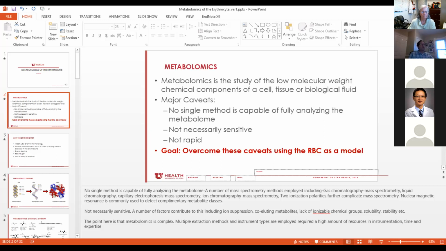So in all my talks, I really like to start off with the definition of what metabolomics is. Metabolomics is the study of all the low molecular weight chemical components of a cell, tissue, or biological fluid. And that sounds great, and it's a really interesting thing to do, but there are some real major caveats to this. One of the major caveats is there's no single method that's fully capable of analyzing the metabolome. And so to get broad coverage of all the metabolites in a cell, we use multiple mass spectrometers and magnetic resonance systems. So we use gas chromatography mass spectrometry, as well as liquid chromatography mass spectrometry, and occasionally nuclear magnetic resonance.